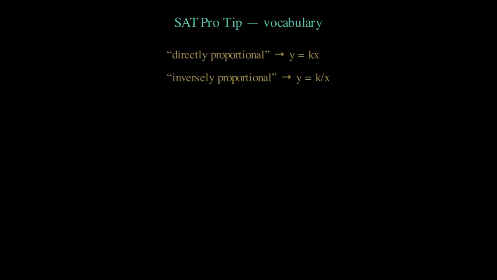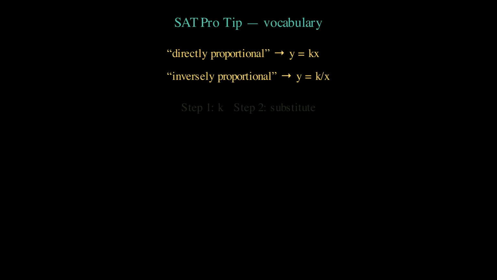If x or y can be 0 in context, pause. Inverse variation cannot include 0 in the denominator, and direct variation through the origin still needs a well-defined k from non-zero data. A pro tip: directly proportional means direct variation, inversely proportional means inverse variation. Underline those phrases in the problem statement.